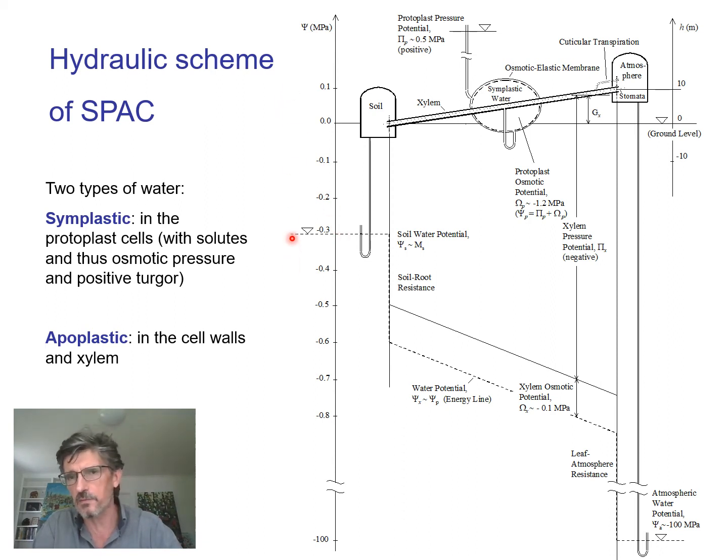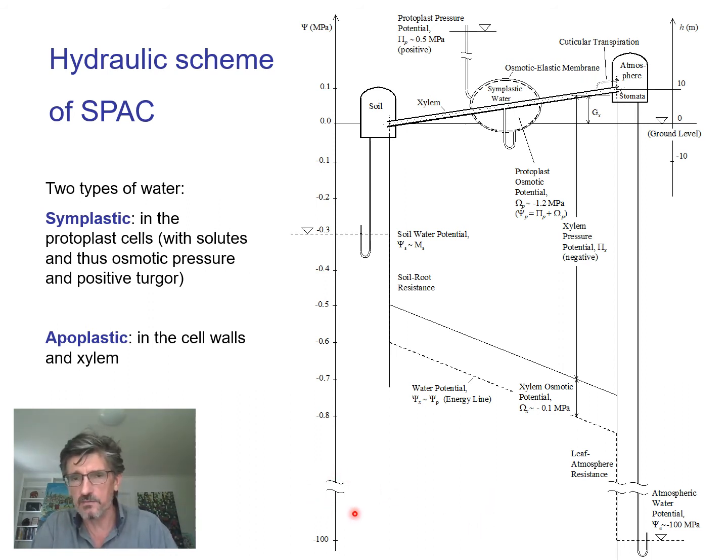So let's say that we start from a decently watered soil at minus 0.3 megapascal. The water has to go through the roots from the soil into the roots, so there is a soil root resistance, there is a drop in water potential, and then the water potential keeps dropping because of the resistances to the laminar flow through the xylem pipes, gets into the stomata here, and then drops because of the stomatal resistance. The more the stomates are closed, the more this gap will be. And it drops actually to a very low level.